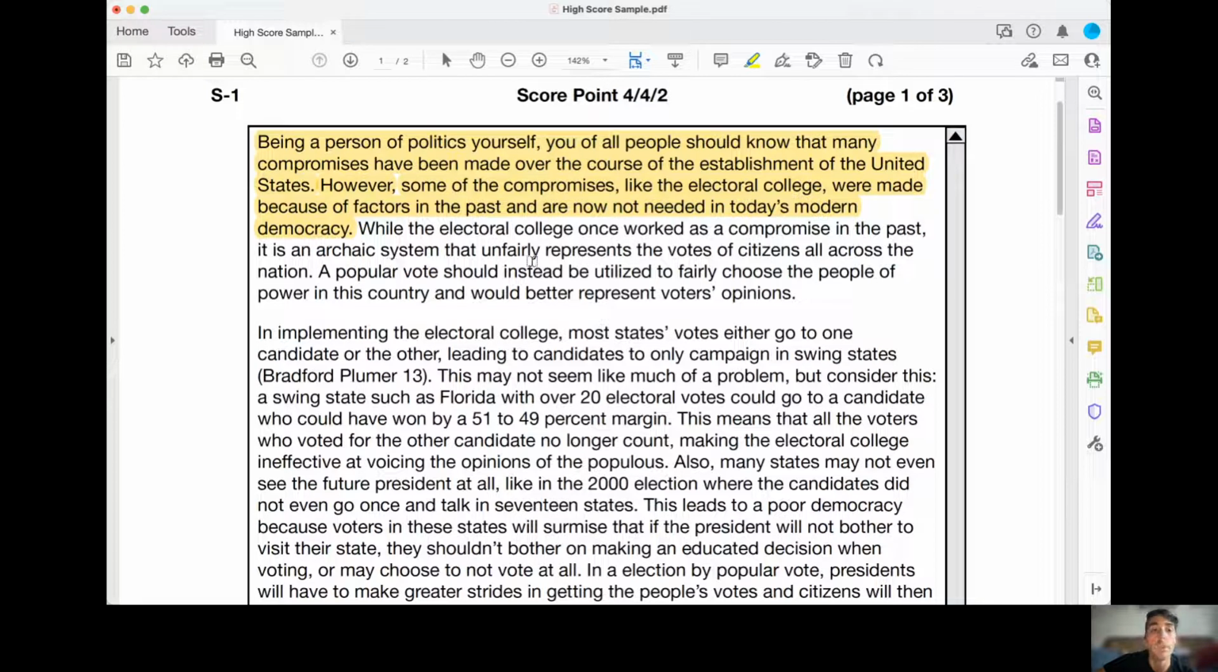So now they're getting closer and closer to their claim, and then they finish off with their last sentence, which is their thesis that says, a popular vote should instead be utilized to fairly choose the people of power in this country and would better represent voters' opinions. So very clearly their claim is that we should switch to a popular vote as opposed to the Electoral College, which is what is currently the system in electing our key roles, such as the president. That is their claim. It's very clear and it's very concise.